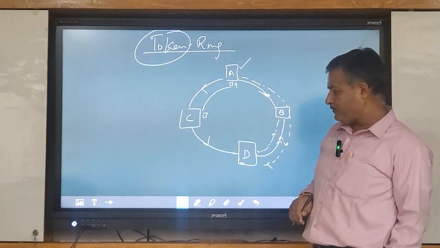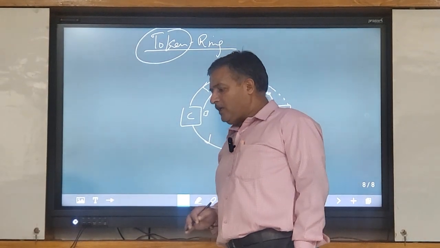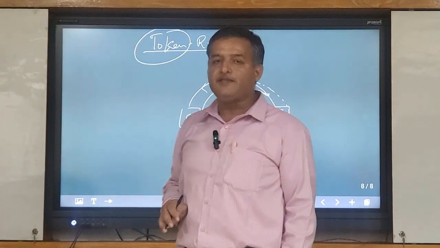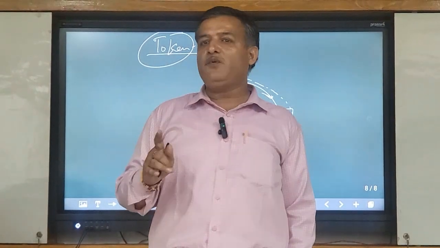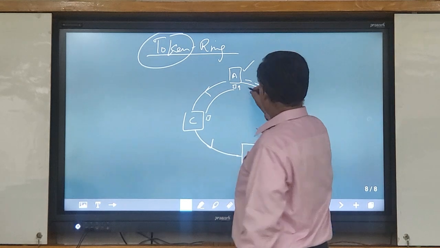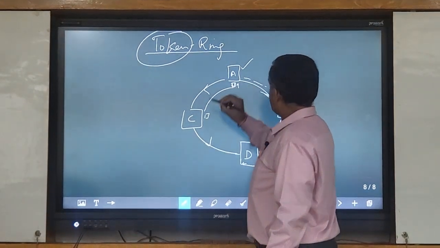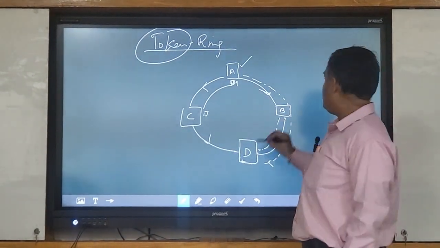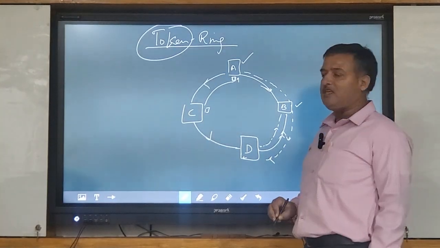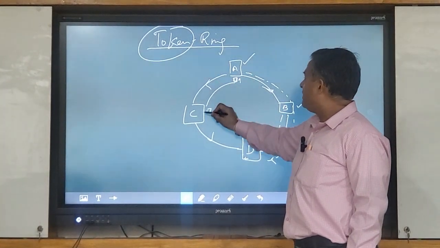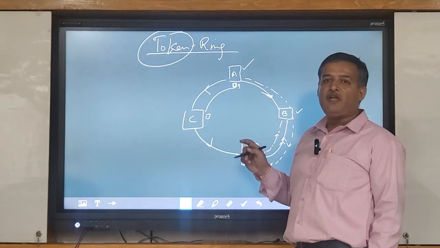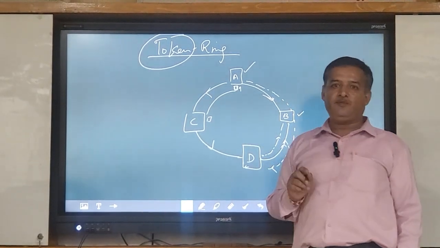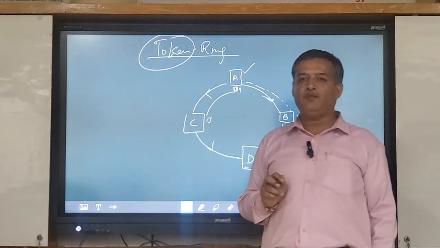In this way, the collision possibility is reduced. But again, if the token is waiting at this point and B wants to send the signal, then this will come to this, then this will come to this, then this will come to this. It will have to wait for a long time. So this is not a fruitful type of situation.